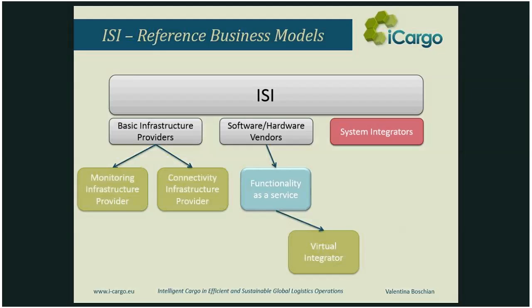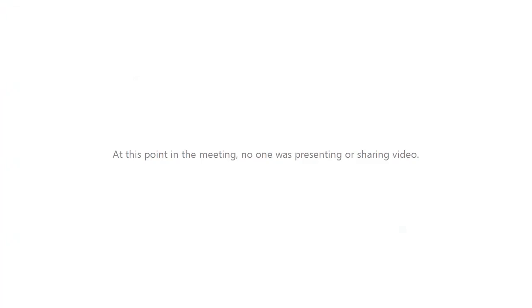Then, we have the basic infrastructure provider that can evolve towards two different business models. One is the monitoring infrastructure provider, and the other is connectivity infrastructure provider. The connectivity infrastructure provider consists in the provision of infrastructure, tools, and support, enabling the iCargo users to publish, discover, integrate, and also execute logistic information services. On the other hand, the monitoring infrastructure provider consists in the provision of the devices, infrastructure, and information services, enabling iCargo users to collect data on the execution status of logistic operation, vehicle, and cargo movement, as well as emission and environment parameters.